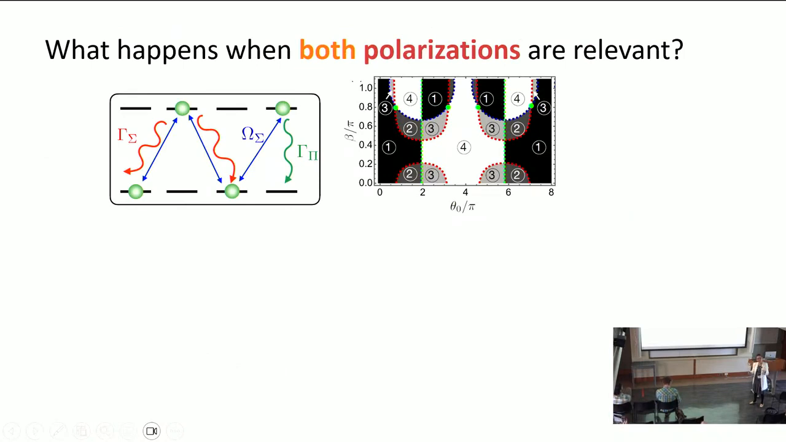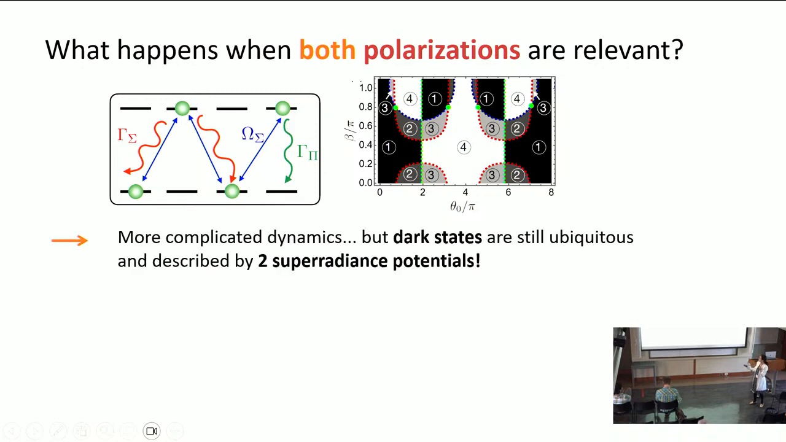Similar physics happen, a little bit more complicated when you have two polarizations, but still the superradiant potential is super useful. So you just write the superradiant potential for each of the two polarizations and look at the positions where the two are stable, and you can have, instead of two squeezed quadratures, four squeezed quadratures at the critical points of the two superradiant potentials.